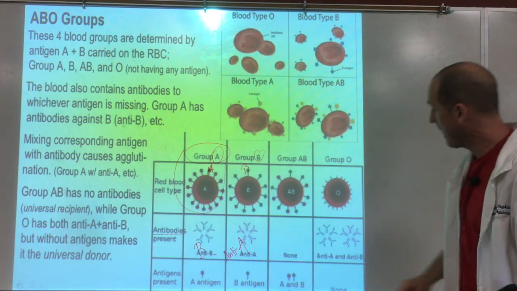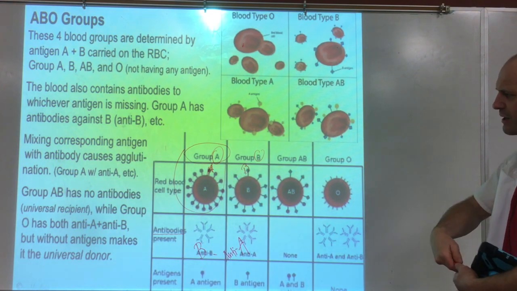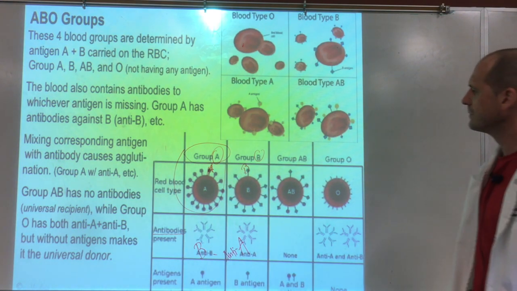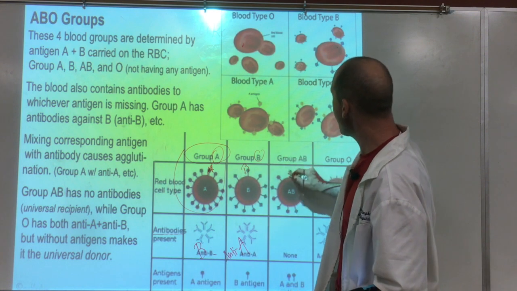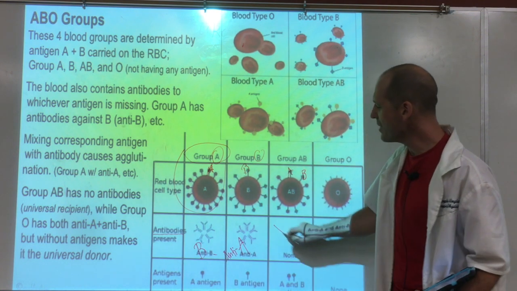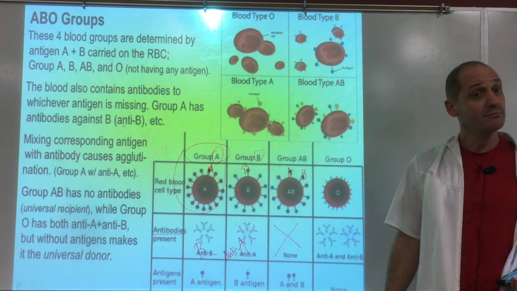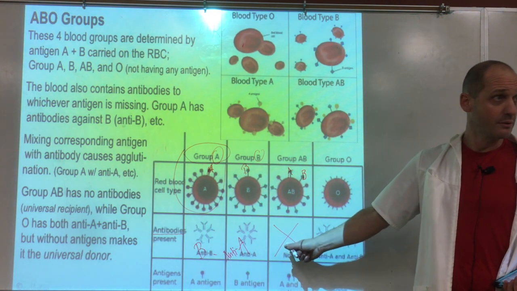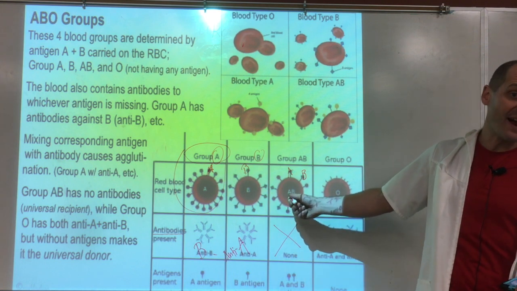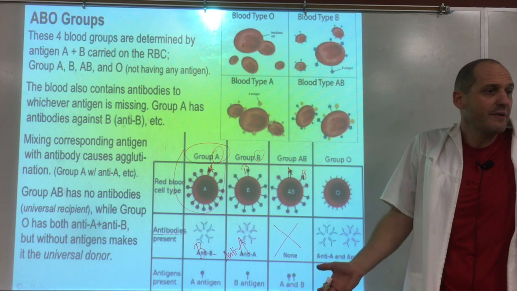Then there are some people who are actually lucky. They have A and B. They don't have antibodies. You can't do much with their blood, practically, but they can take everybody's blood, because nobody reacts to them.